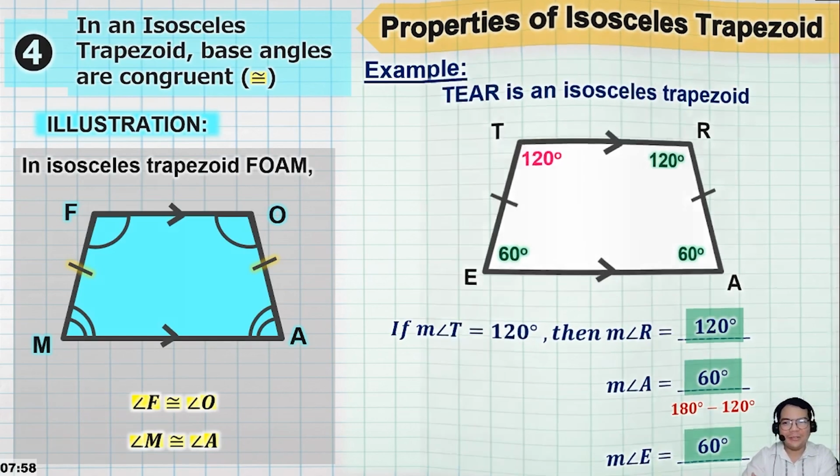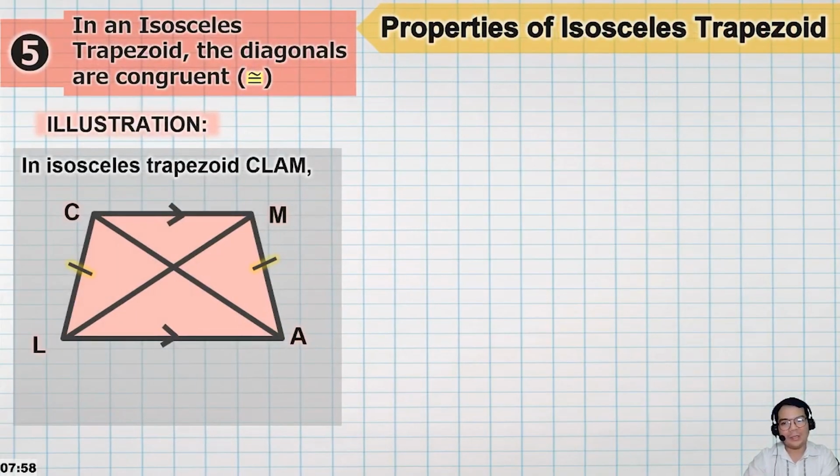Let's continue with the fifth property of the trapezoid. In an isosceles trapezoid, the diagonals are congruent. O katulad to ng rectangle. Kapag yung trapezoid ay isosceles, yung diagonals niya congruent. Hopefully, naalala nyo pa yan, di ba? Yung sa rectangle, yung property natin. Ganun din pagdating sa isang isosceles trapezoid.